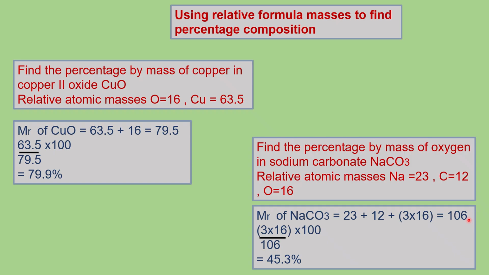We need the percentage of oxygen by mass, and because there are 3 oxygen atoms, we are going to multiply 3 times 16, divide by MR, then multiply times 100. And the answer is 45.3%, and therefore the percentage of oxygen in sodium carbonate is 45.3%.